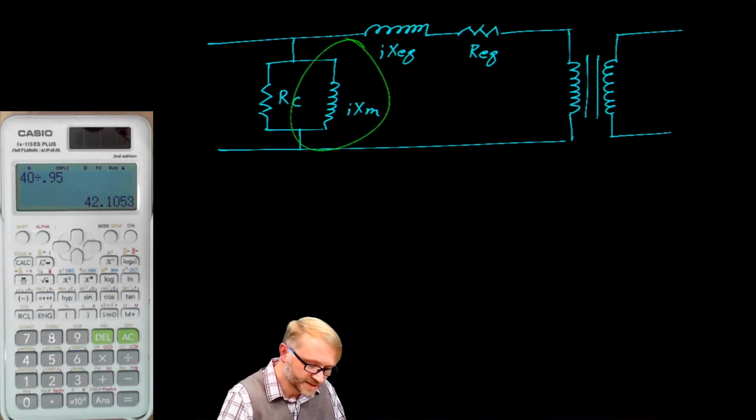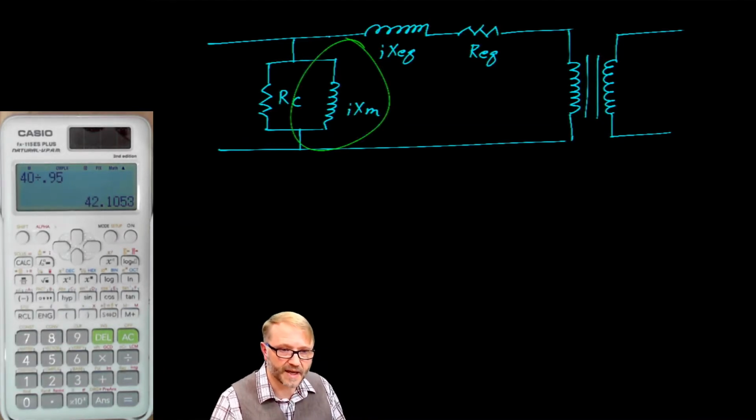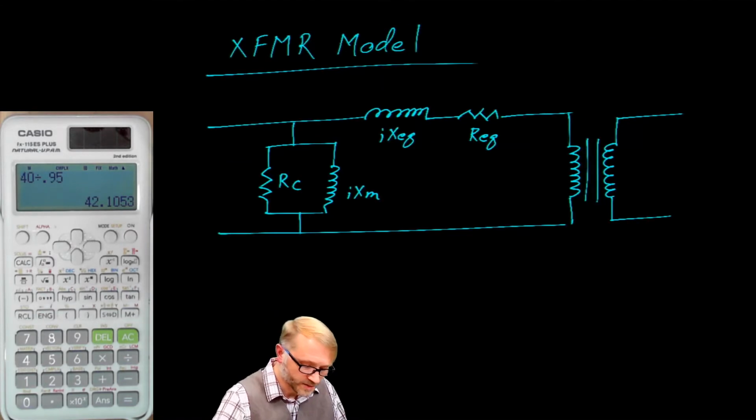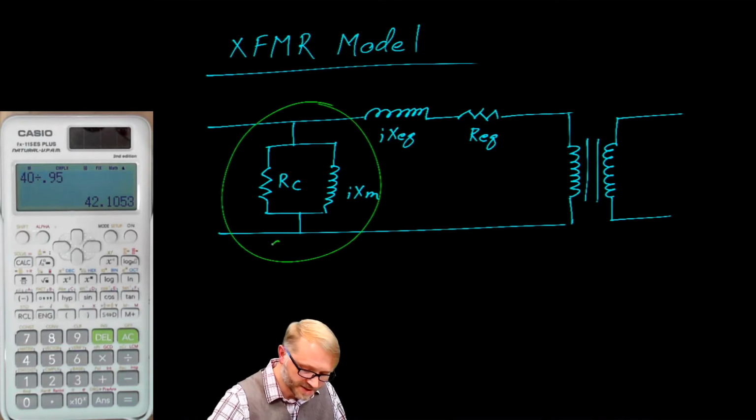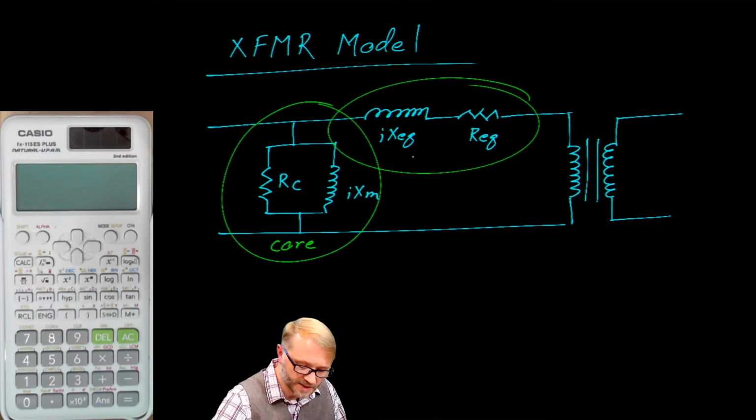Finally, this reactance is representative of the magnetic energy that is stored in the core. As we move forward, just remember that this is the core, and this piece represents what's happening in the wire.